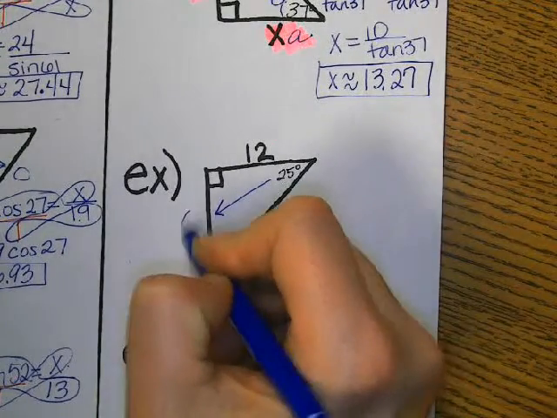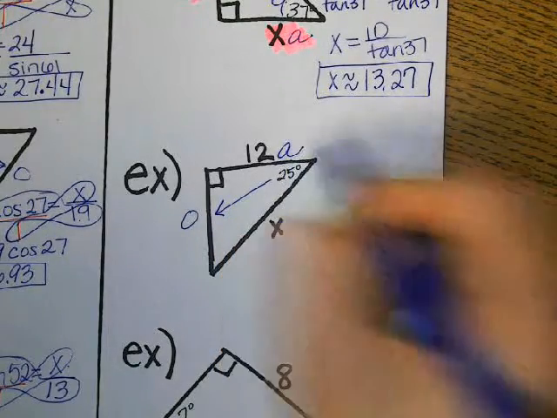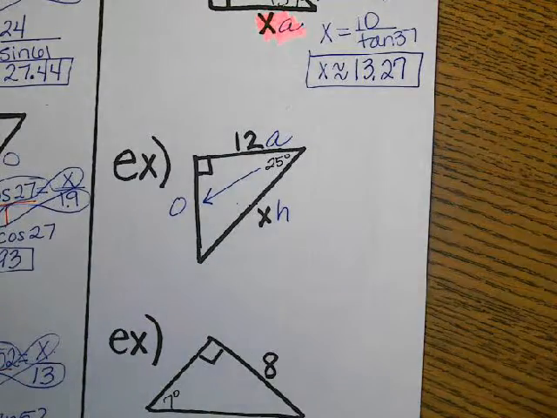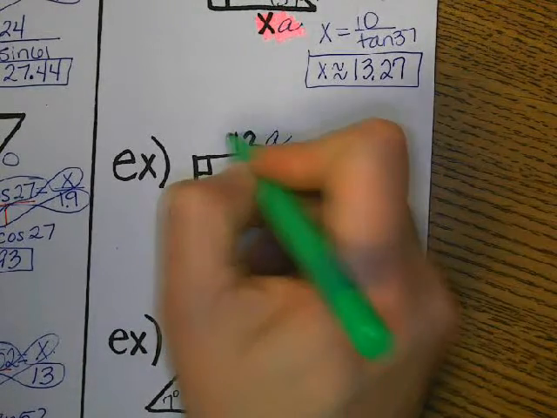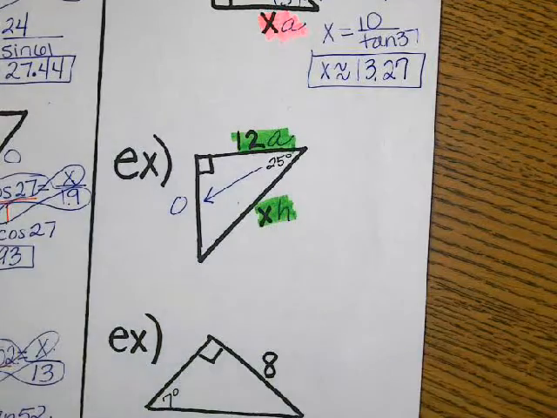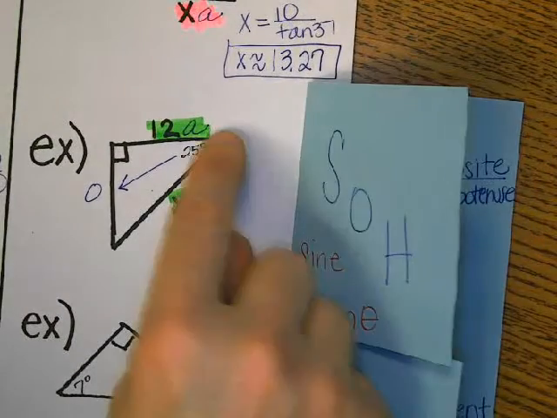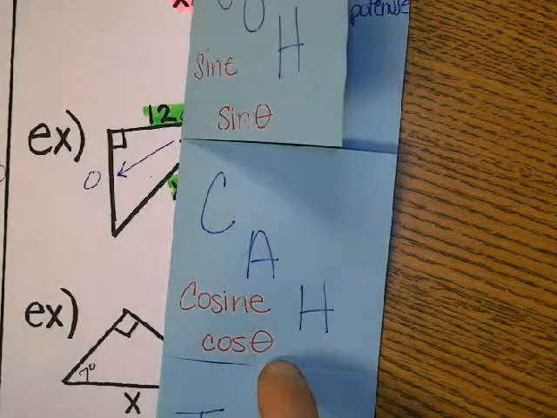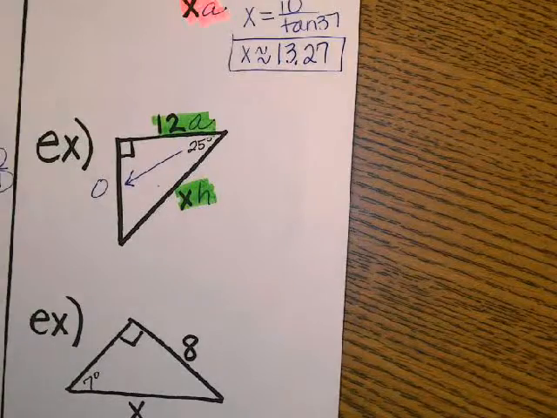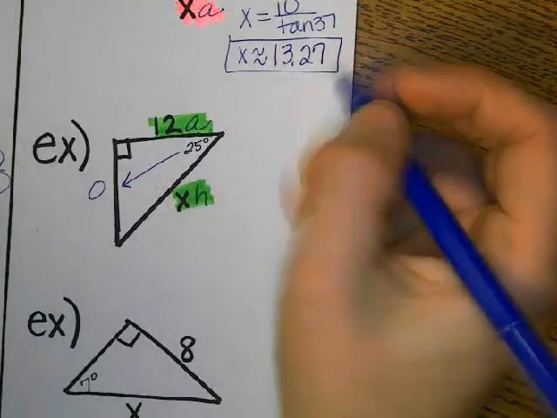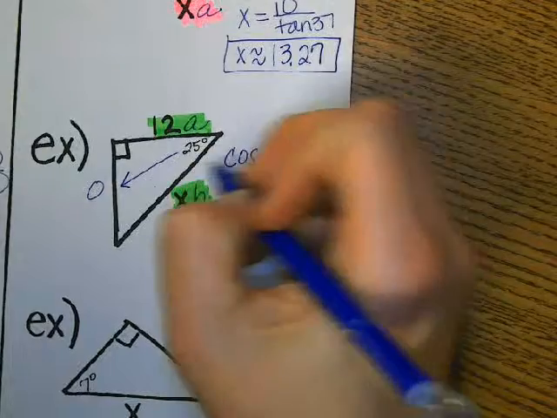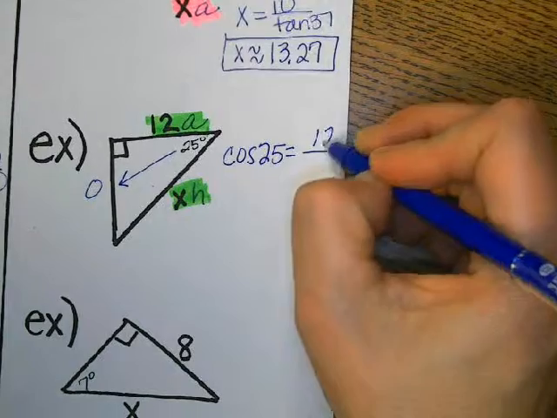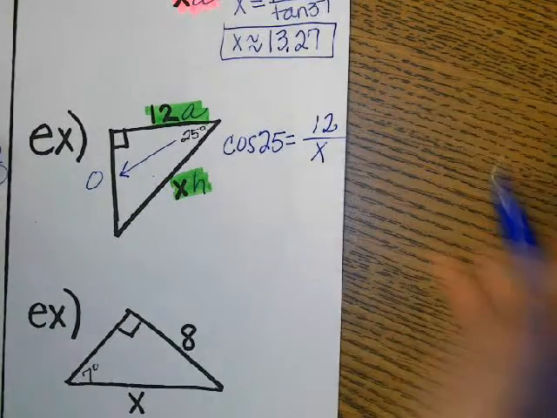Alright, next example. Opposite, that's this side. Adjacent, that's this side. Hypotenuse, that's this side. Highlight the ones that gave us letters. We've got hypotenuse and adjacent. So which one of these three on here has A and H? Not sine, it's cosine. Cosine has A and H. So cosine is A over H. So A is going to be cosine. Instead of theta, we write 25. A is 12. H is x.